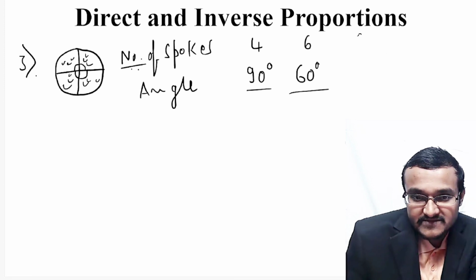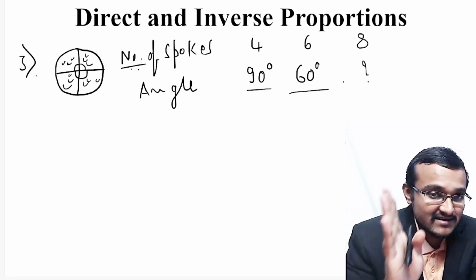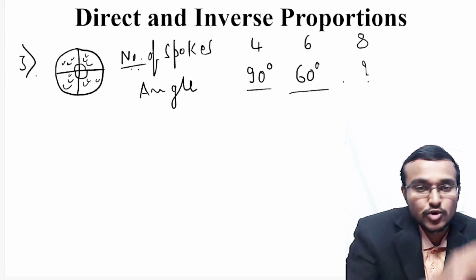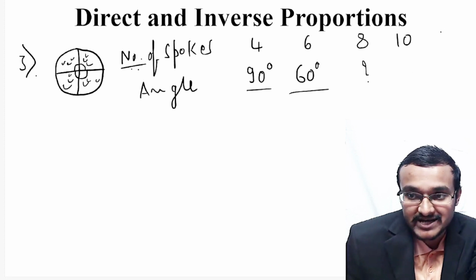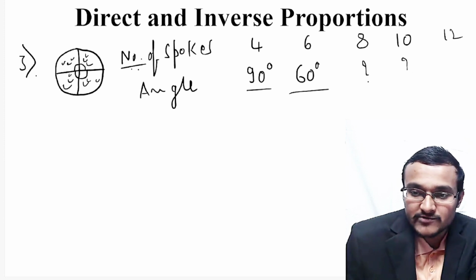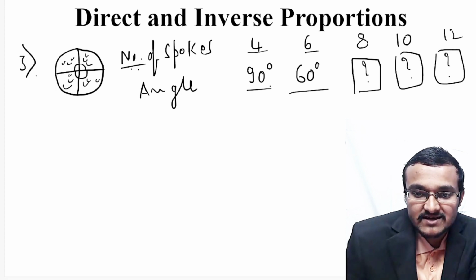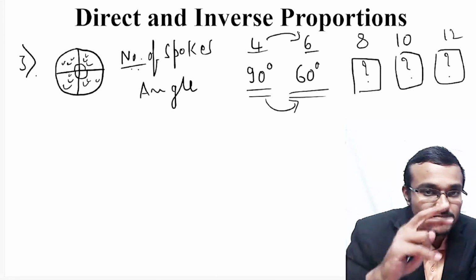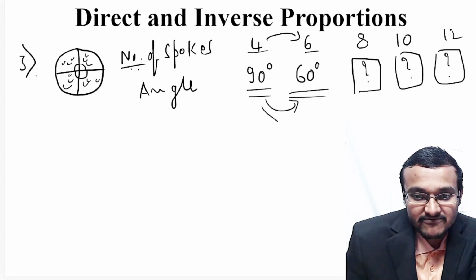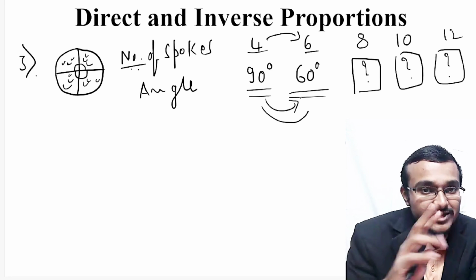Now if the number of spokes is 8, then what will be the angle? Always remember the angles between two spokes throughout the wheel should be equal to each other. Now if he has increased the number of spokes to 10 and then to 12, what will be the angle between each spoke? That you should go on calculating. Here you can clearly see that when the number of spokes is increasing, the angle between each spoke is getting reduced, because from 4 to 6 the number of spokes is increasing, but the angle is decreasing. That means the angle between each spoke is going on decreasing.